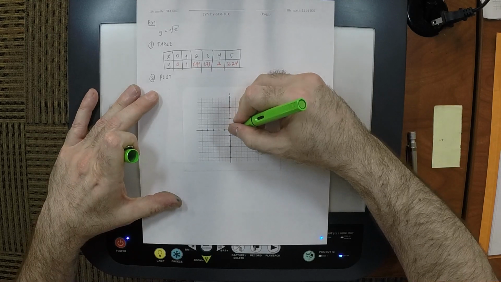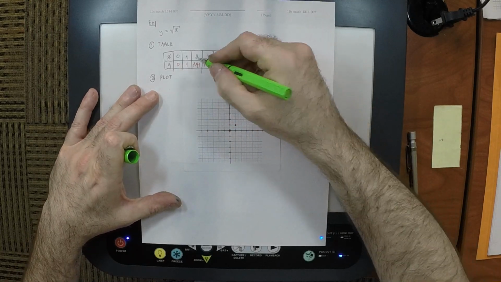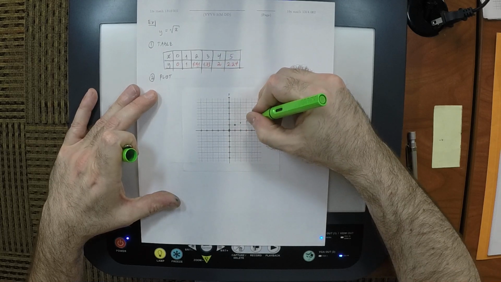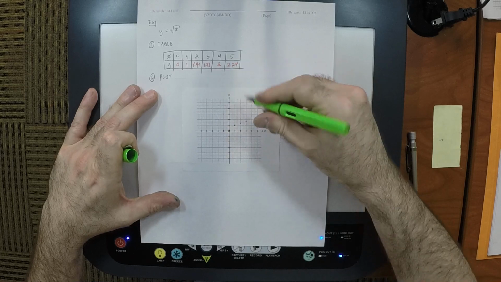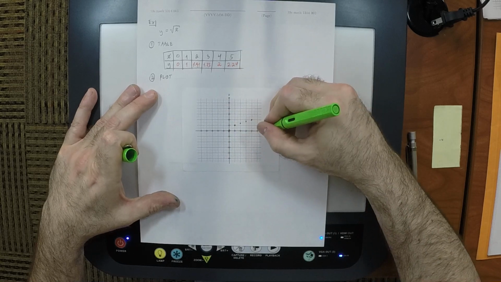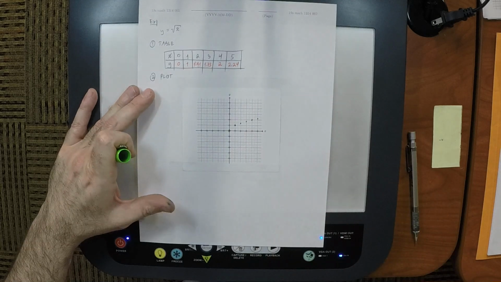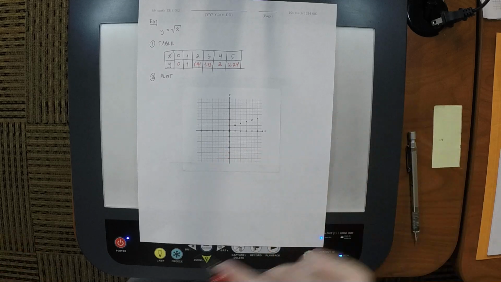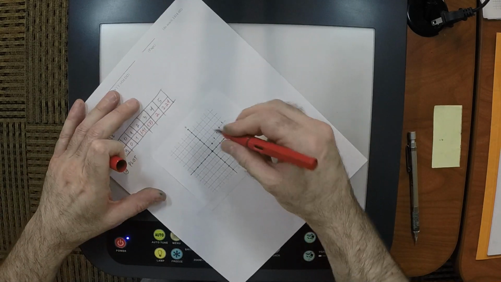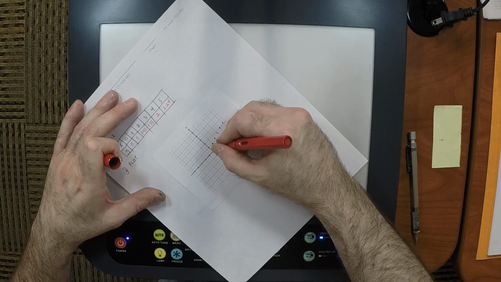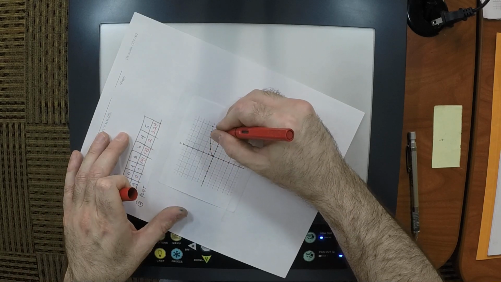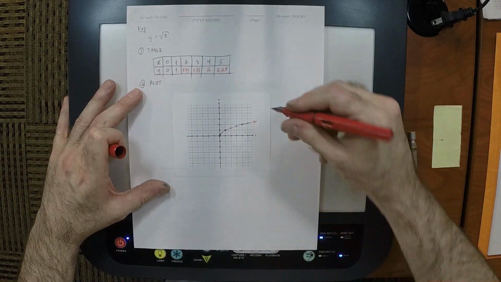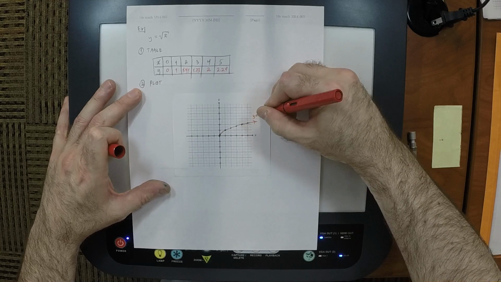All right, so 0, 0, 1, 1, 2, 1.4-ish, 3, 1.73-ish, 4, 2, and 5, 2.24-ish, something like that. So now, if we were to plot lots and lots of points, or just connect the dots smoothly, you'd see something that looks like this. Something like that. So that's the plot of y is square root x.